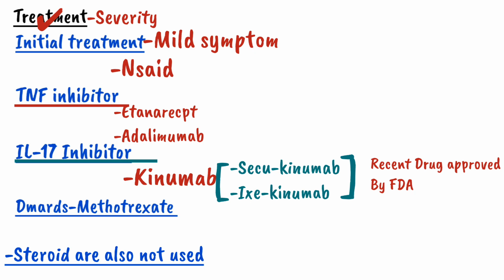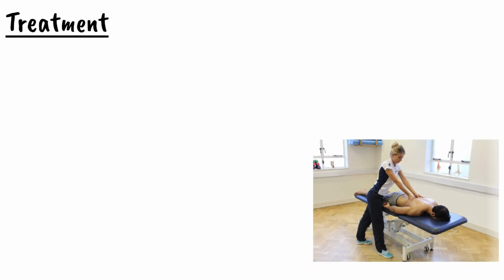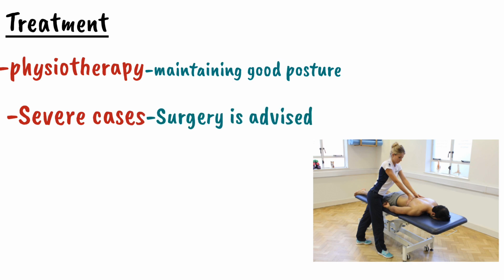Remember that DMARDs such as methotrexate are not used in the treatment of ankylosing spondylitis. So DMARDs are the most common wrong answer in the treatment of ankylosing spondylitis. We do not use them in ankylosing spondylitis. Apart from DMARDs, steroids are also not used in ankylosing spondylitis because they worsen the back pain due to osteopenia. But in extra-articular manifestations such as anterior uveitis and enthesitis, we can use steroids. Apart from this medical therapy, we can also refer a patient for physiotherapy for maintaining good posture, and in severe spinal deformity, surgery can also be performed.